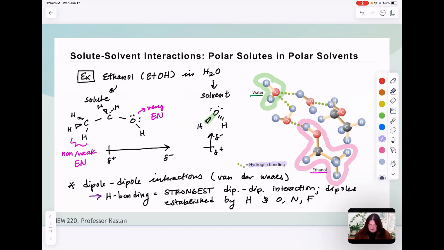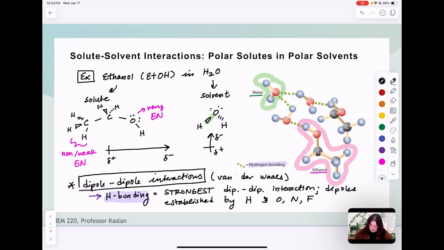All right, so with ionic substances, we've got a full splitting up of our ions. We're looking at an ionic charge attracted to a dipole. Rather, now when we're looking at solute-solvent interactions between polar solutes and polar solvents, we are looking at dipole-dipole interactions or van der Waals interactions, with a special note to keep your eye out for hydrogen bonding, especially since we're talking about aqueous solutions.